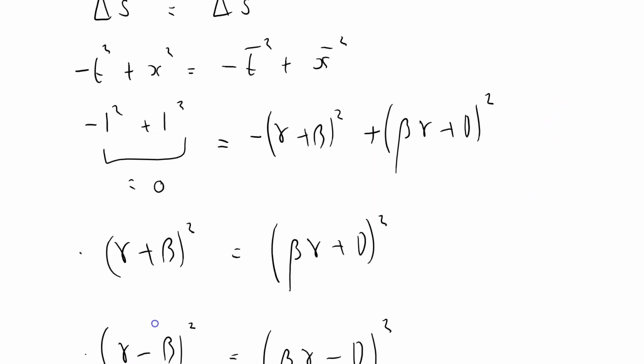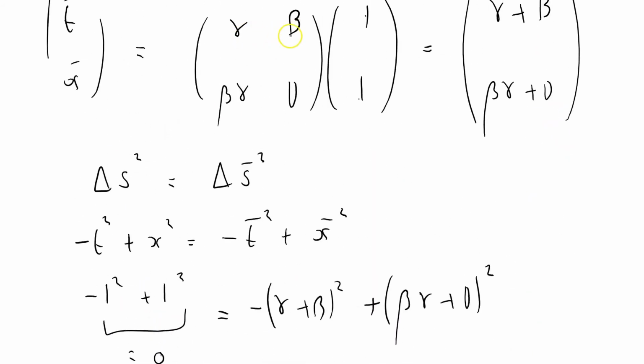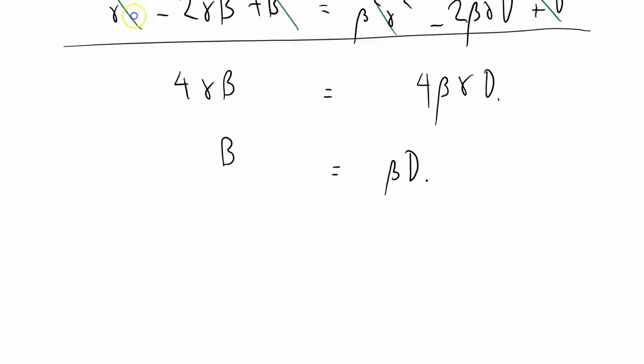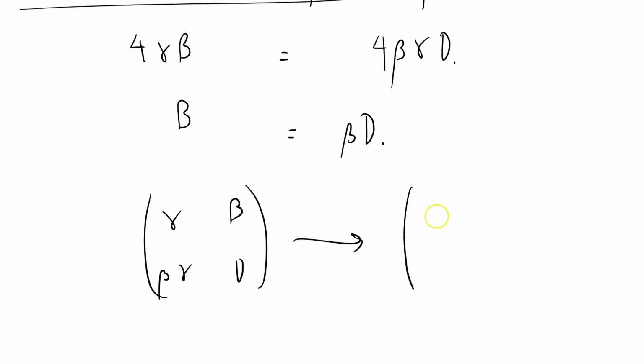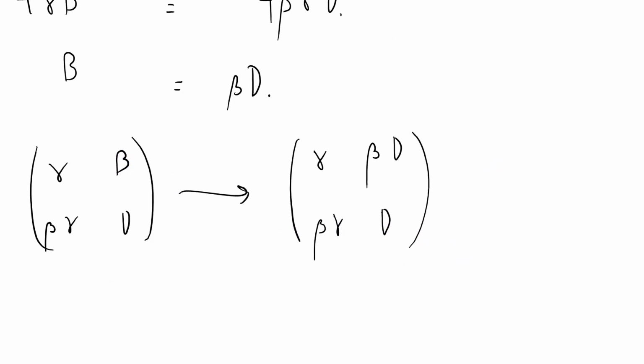So now, here's my equation. We've got gamma, b, beta gamma, d. Now I can write this: gamma, beta d, beta gamma, d. And that's my Lorentz transform. See, I'm gradually putting the handcuffs on this guy.